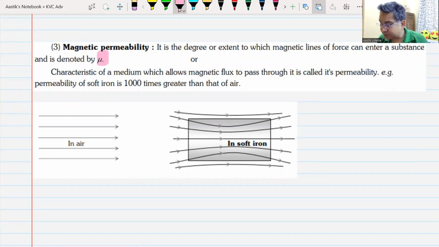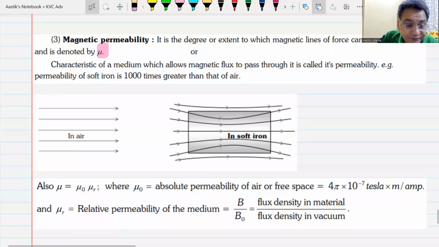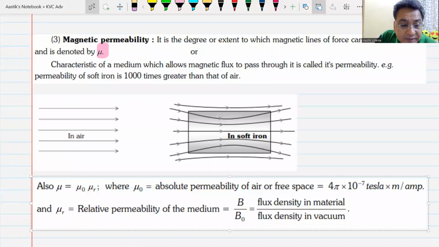What is it similar to? Permittivity epsilon naught. Permittivity epsilon naught was the permittivity of free space. Here the permeability of free space is known as mu naught. Relative permeability is mu r. There it was known as epsilon r. We also call it the dielectric constant.